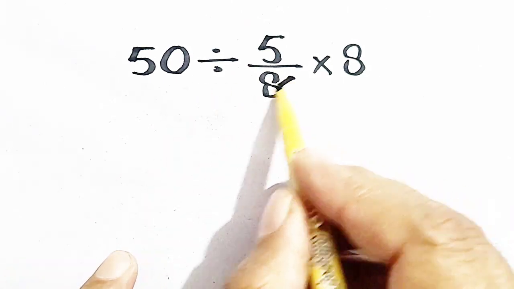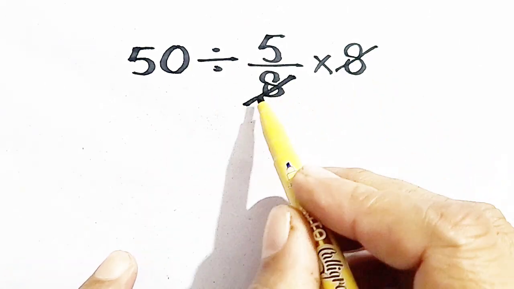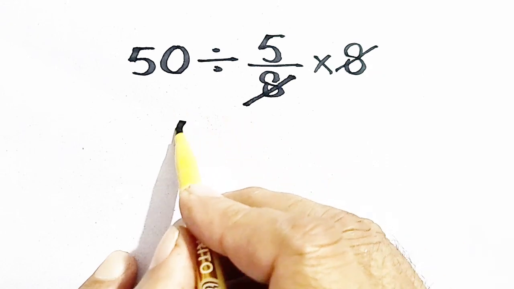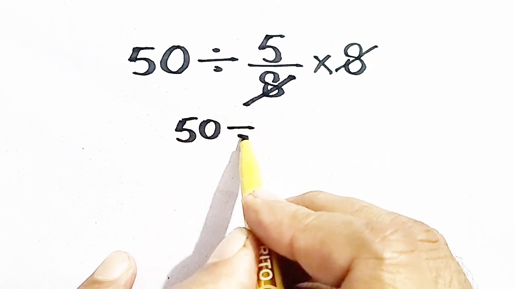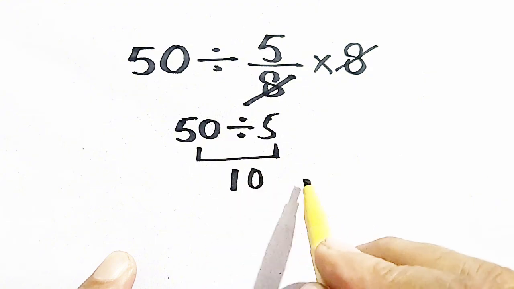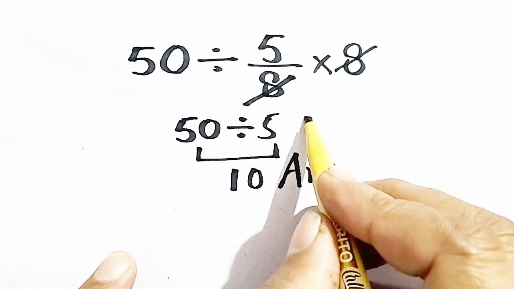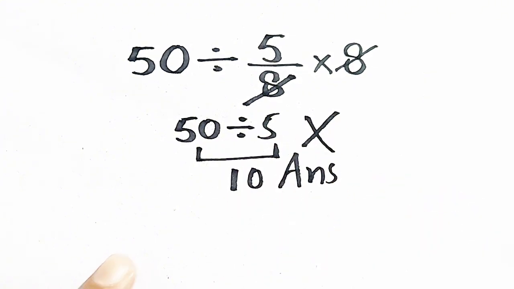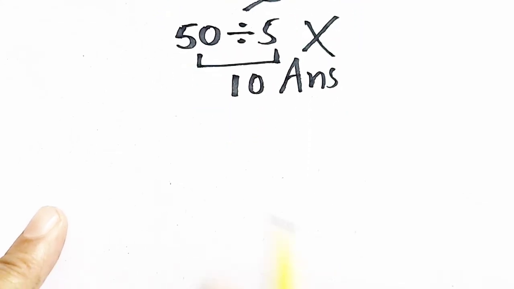Look at the question. It is cancellation: 8 and 8 are cancelled, so 50 divided by 5 will be equal to 10, which is our answer, which is wrong. So I have to solve the question again.